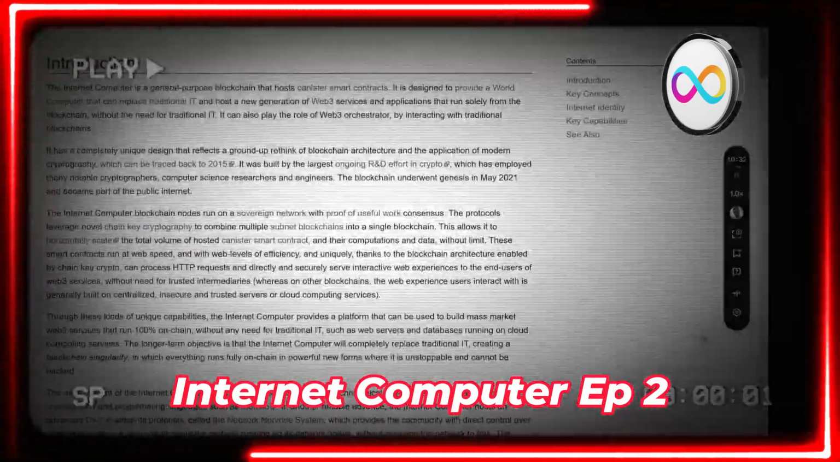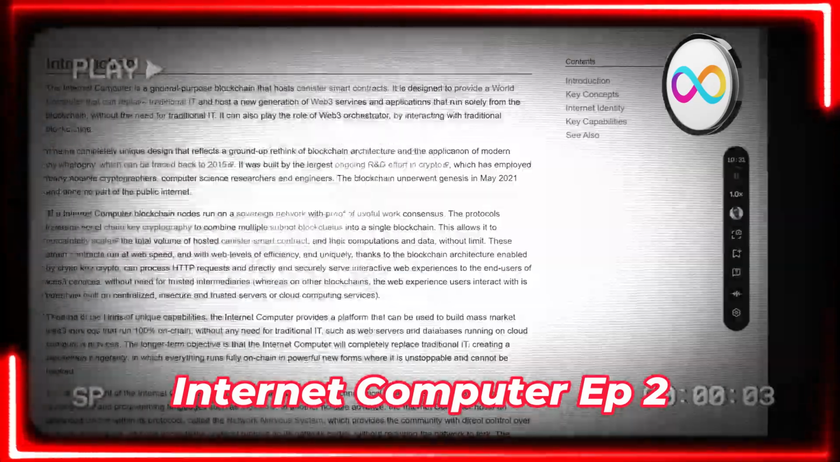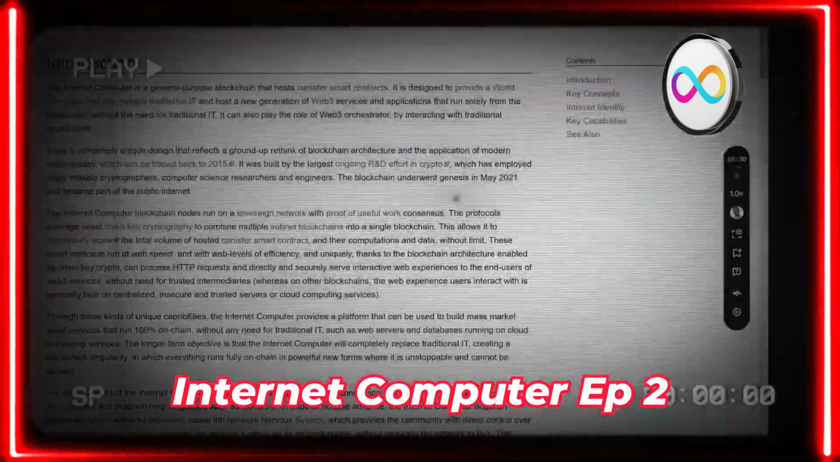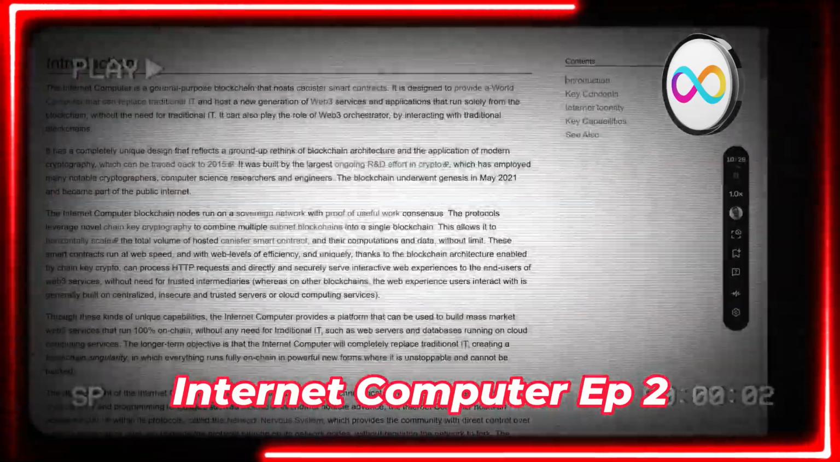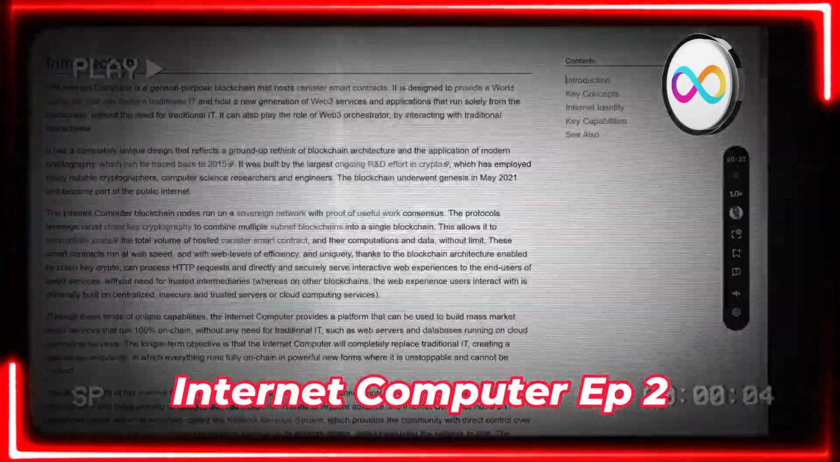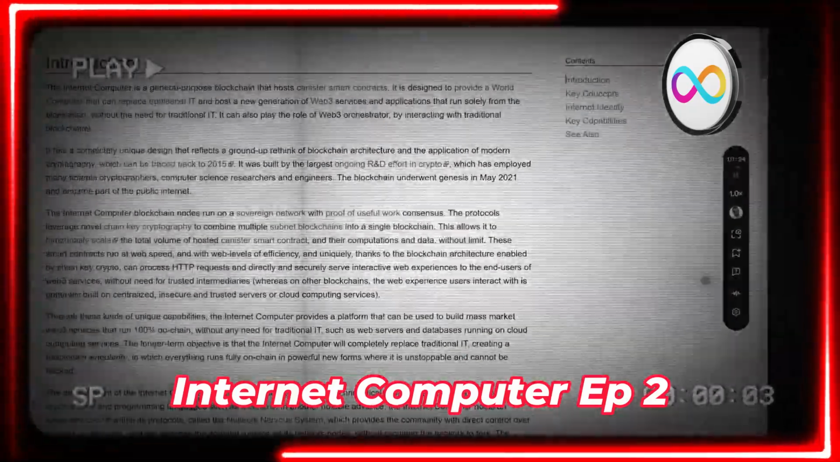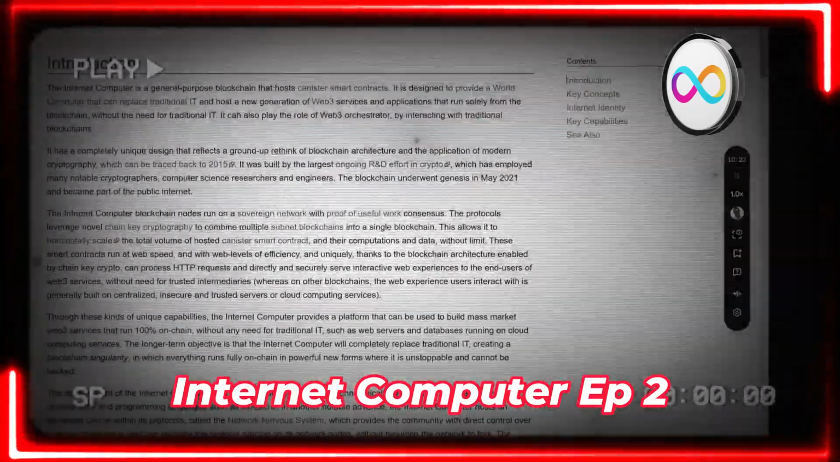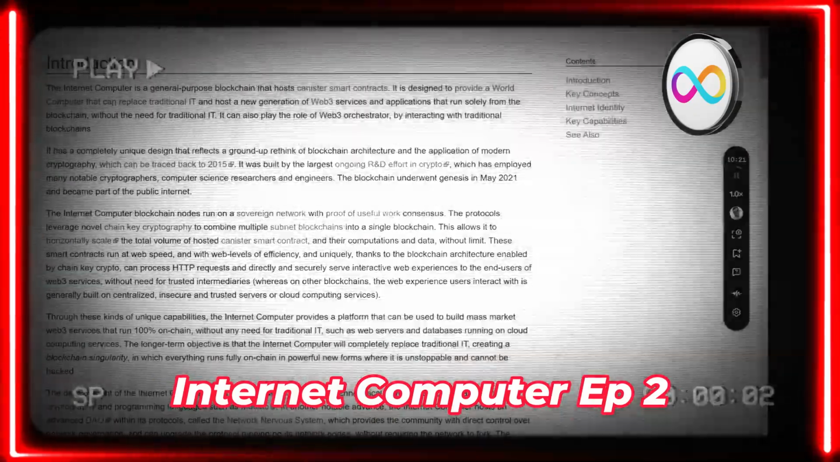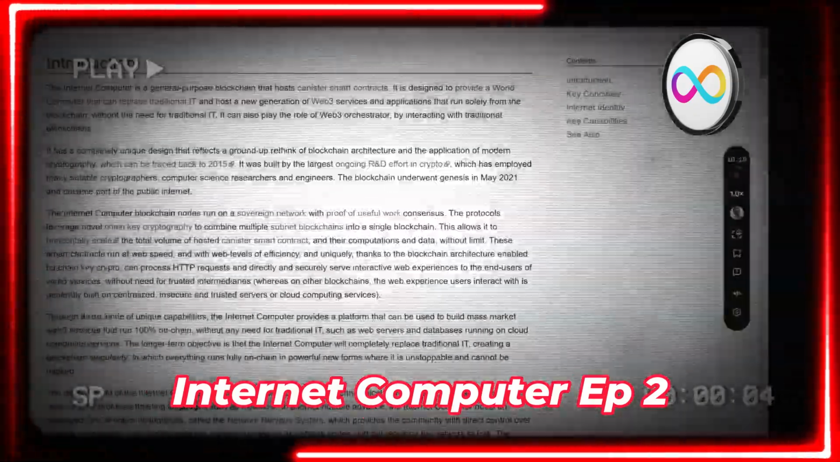These smart contracts run at web speed and with web levels of efficiency, and uniquely, thanks to the blockchain architecture enabled by chain key crypto, can process HTTP requests and directly and securely serve interactive web experiences to the end users of Web3 services without need for trusted intermediaries, whereas on other blockchains, the web experience users interact with is generally built on centralized, insecure and trusted servers or cloud computing services.